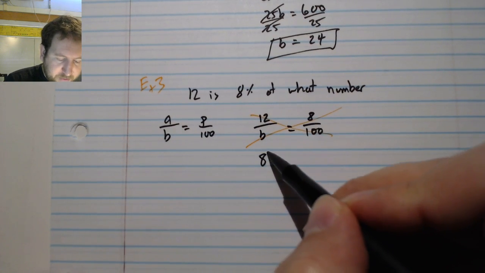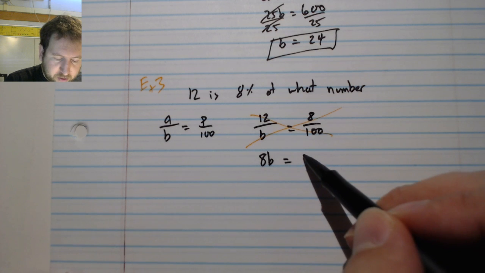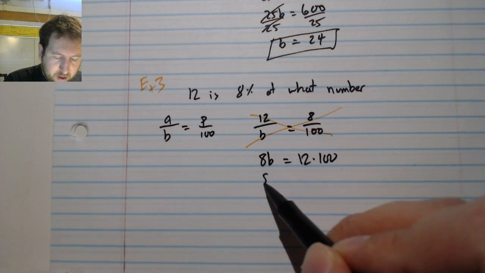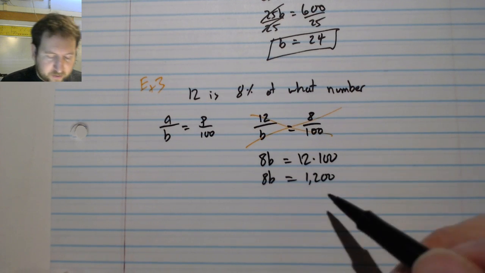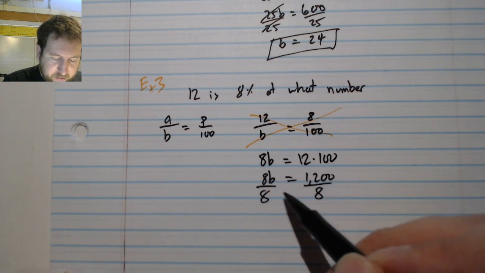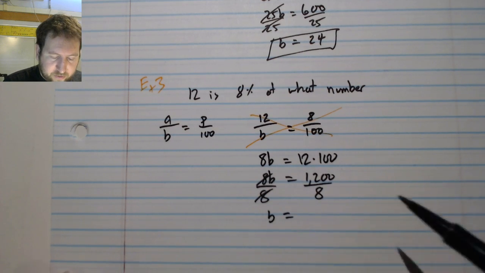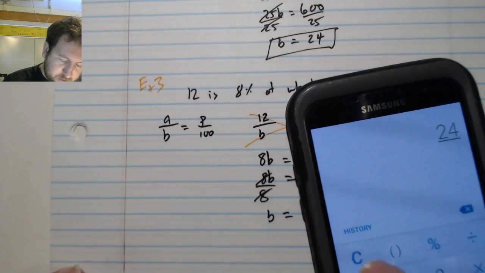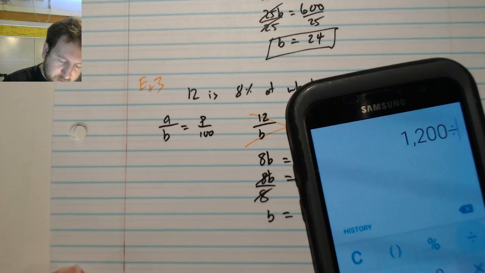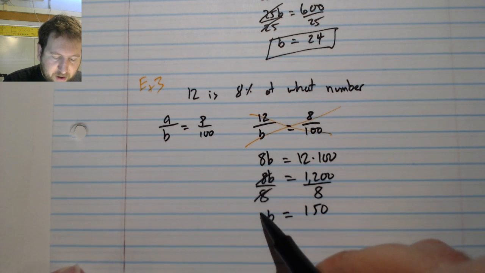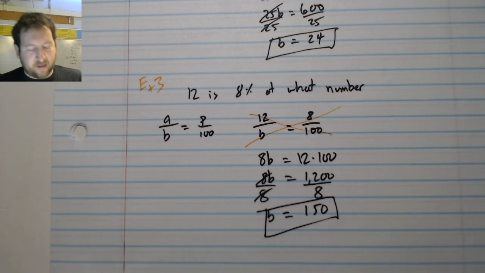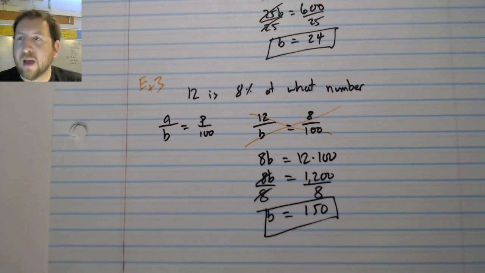Okay, I have 8B equals 12 times 100. 8B equals 1,200, because I just slid the zeros over. Divide both sides by 8. B equals 1,200 divided by 8. 1,200 over 8 is 150. Ooh, I was a little low. But I was in the ballpark, which means that my math sense was fairly good. These are not too bad. I want to see you solve them this way, though. And good luck.